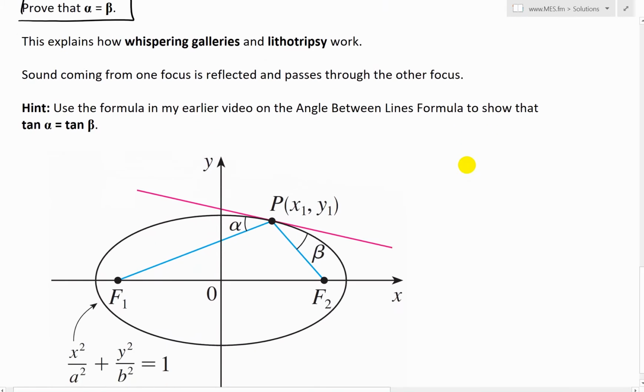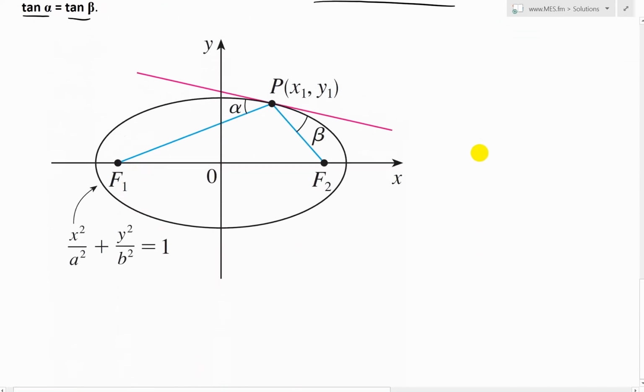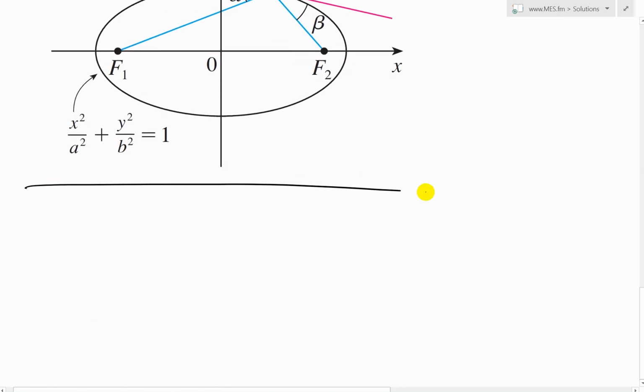Now I'm also given a hint. My calculus book says to use the formula from my earlier video, the angle between two lines formula, to show that tan alpha equals tan beta. So we'll have to apply that formula twice, and then we can finally prove that the angles are equal. So let's go ahead and try to prove this.